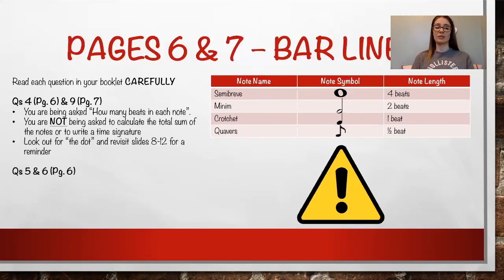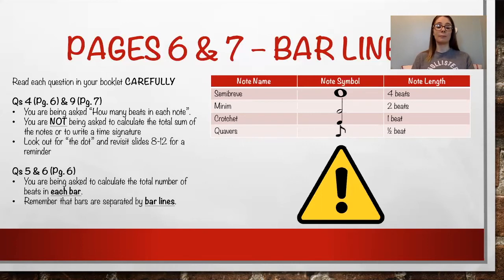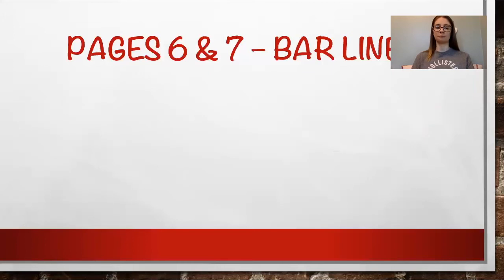Questions 5 and 6, which are on page 6. You are being asked to calculate the total number of beats in each bar. Remember that bars are separated by bar lines. You are not being asked to write a time signature, just a number. For example, there are 4 beats in each bar.